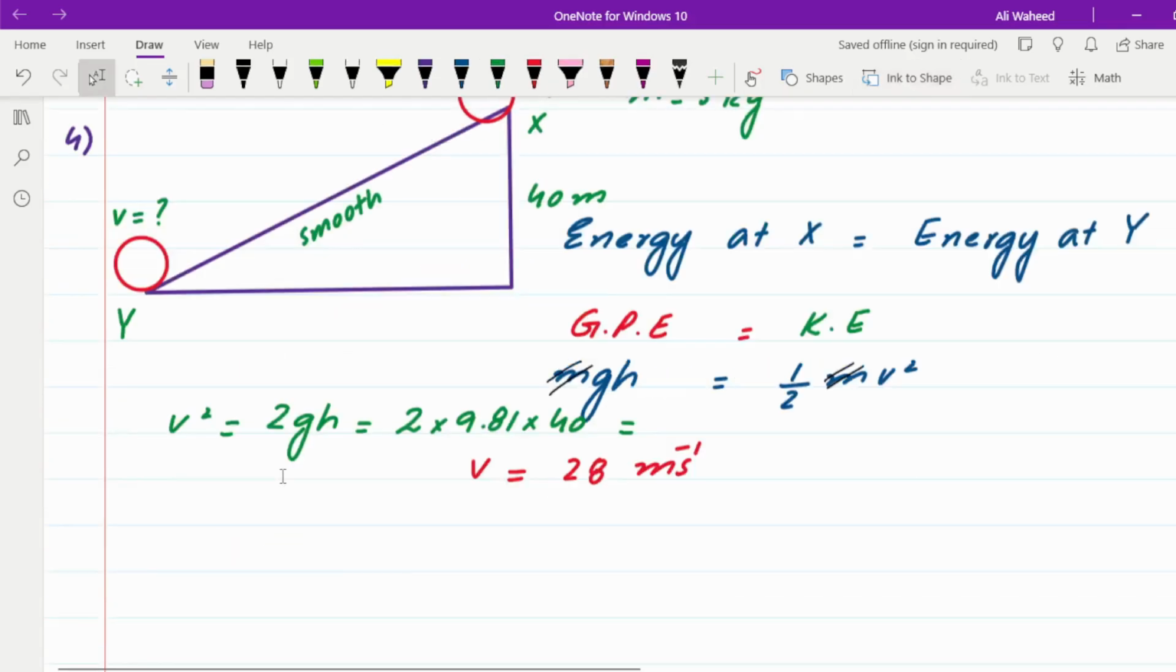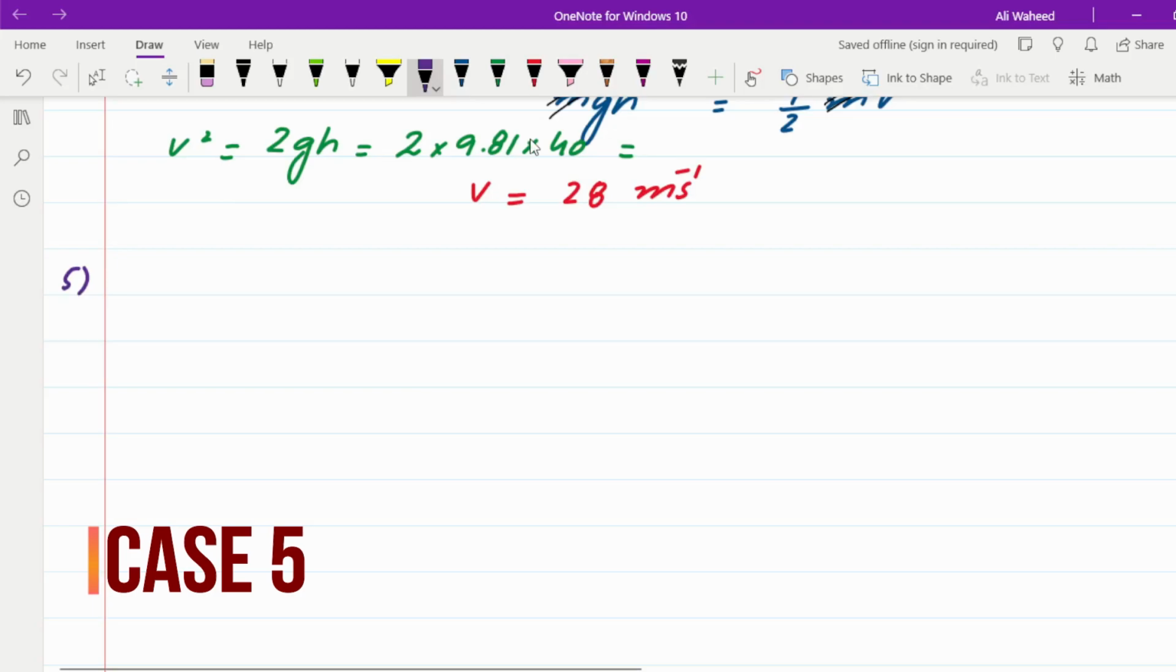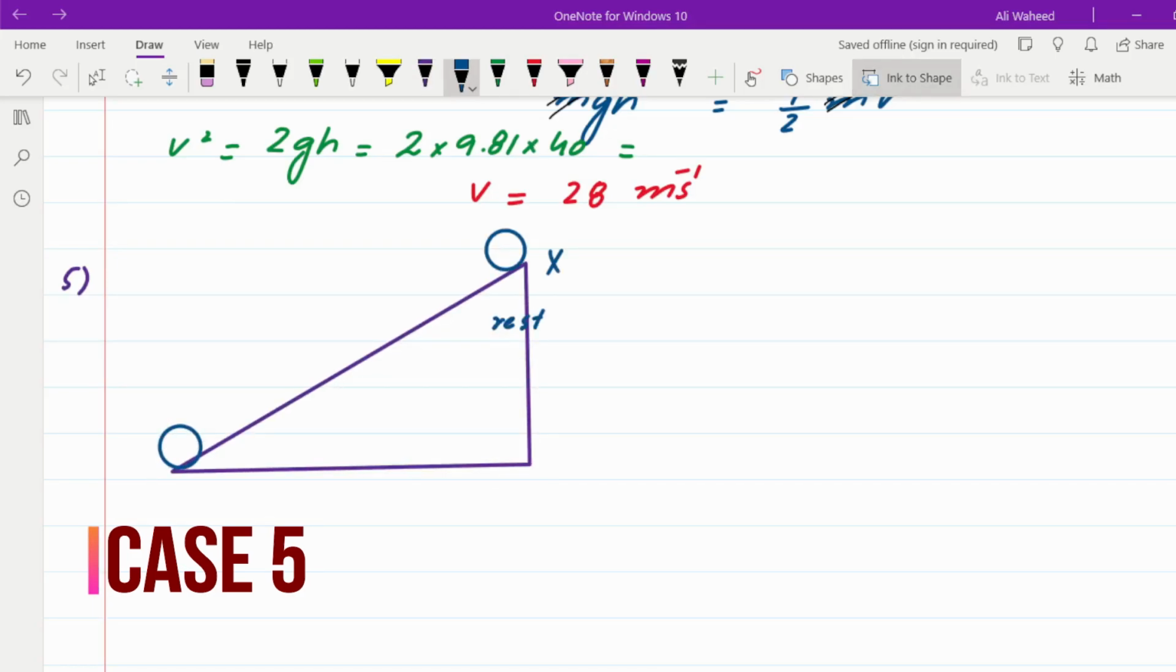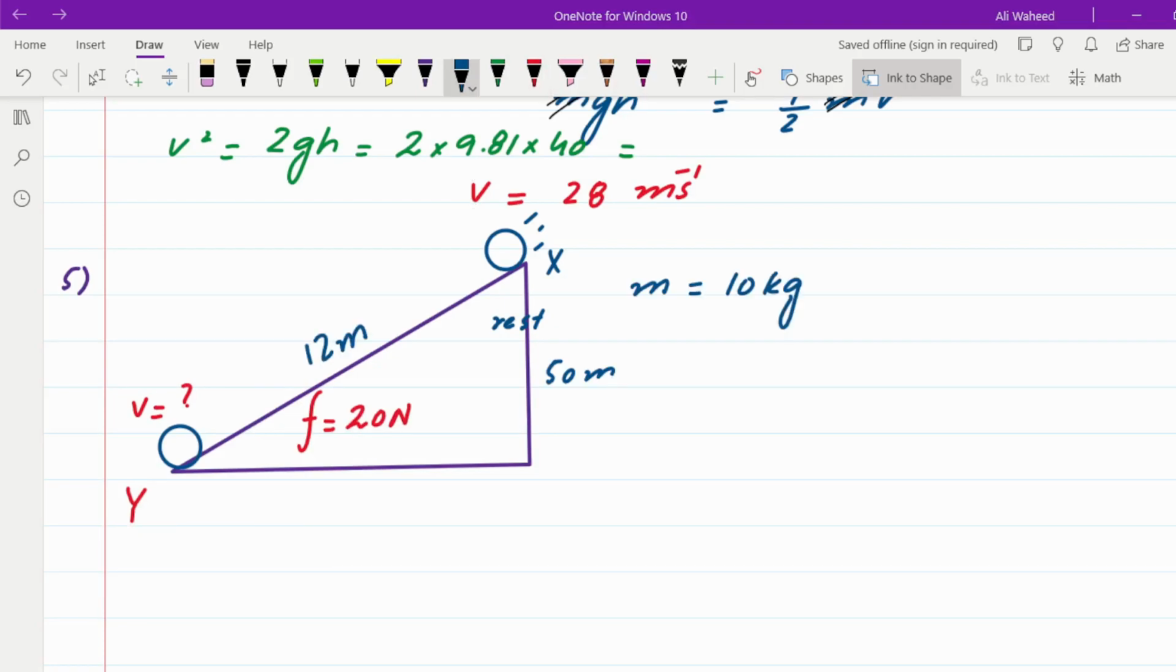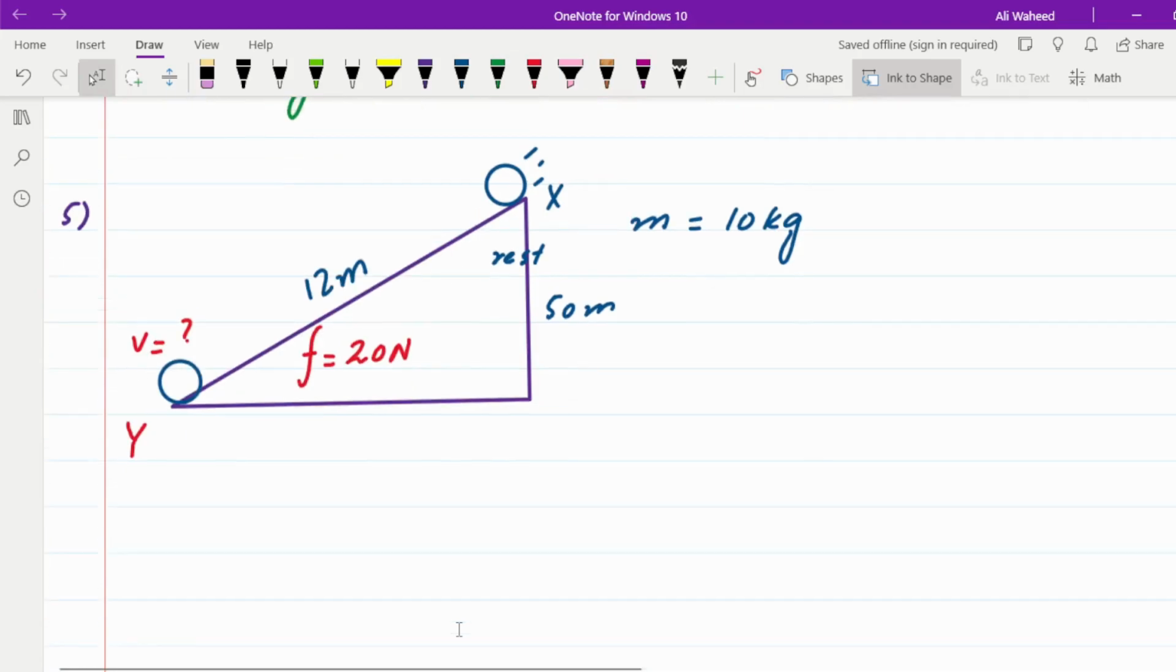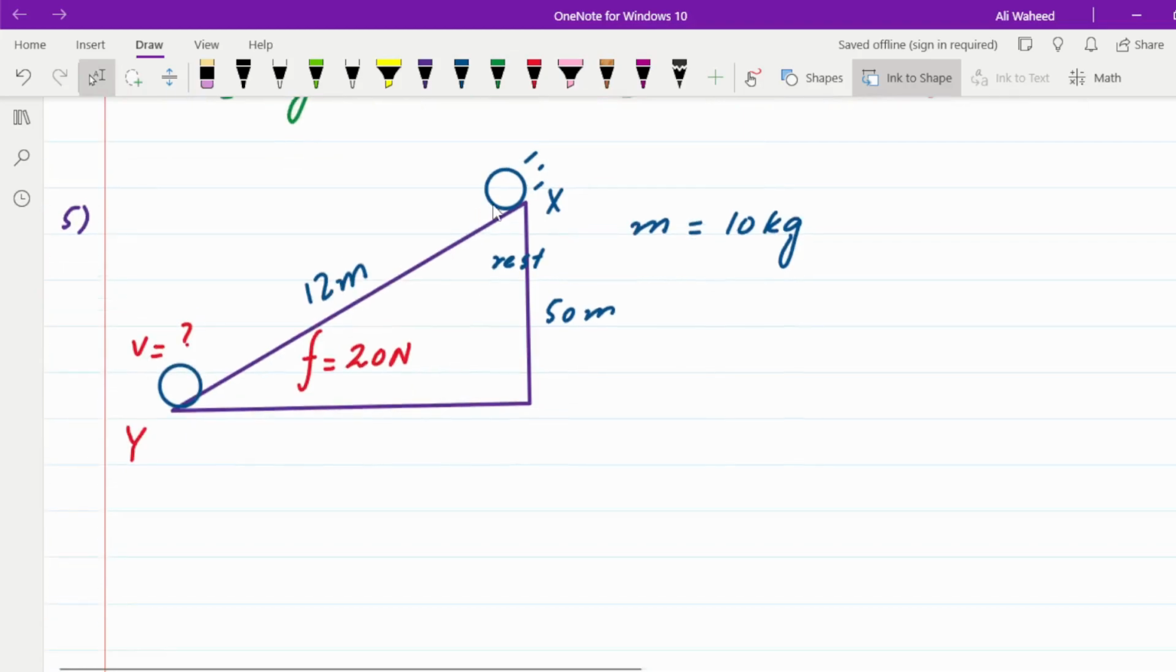Let's check out the next case, number 5. So I'm going to draw the inclined plane. And we need to find the speed. So what do we do in this case? Once again, whenever we are coming from a higher point towards a lower point, we generally start off with the expression energy at A equals the energy at B.